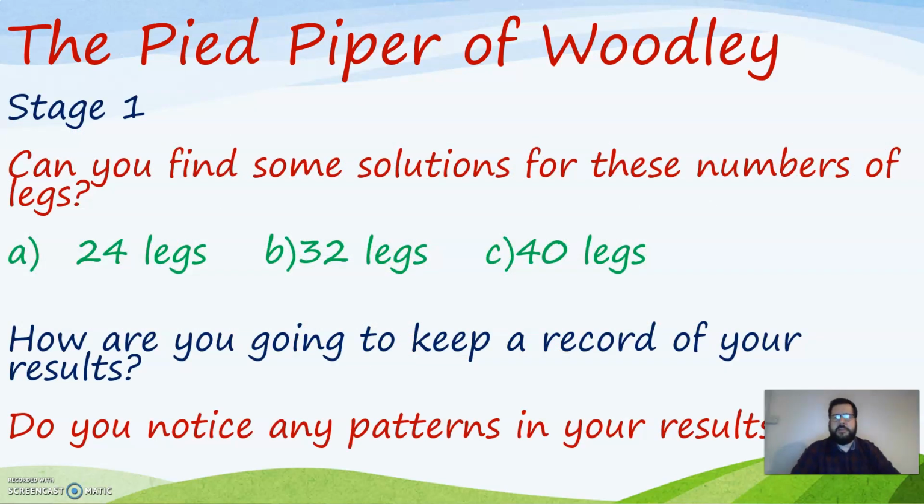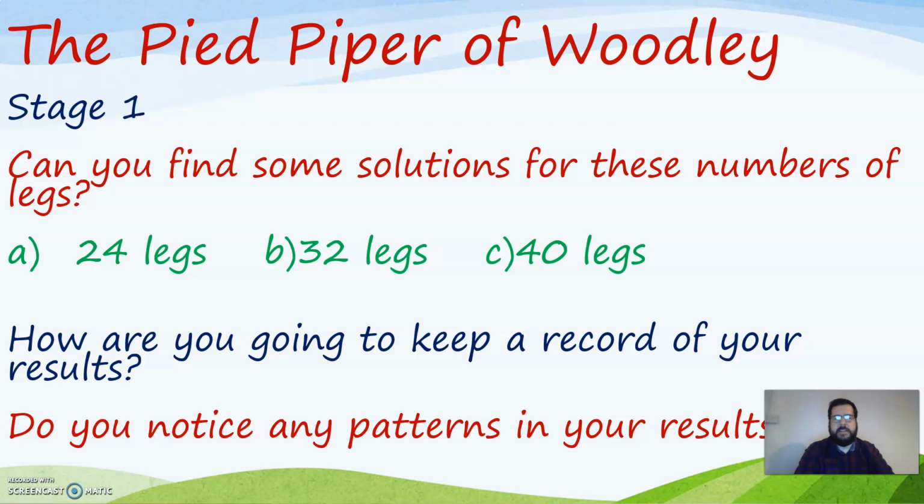So what you're going to do today, there are 2 stages to do. Now you can have a go at stage 1 and then if you get it, go on to stage 2. Otherwise, just have a go at stage 1 and have a play around with that one. So what I need to do is, can you find some solutions like we just did for the numbers of these legs? So A, 24 legs, B, 32 legs, and C, 40 legs. Okay, and obviously there could be quite a few combinations. I found 3 before. That was just playing around quickly. There are lots of different combinations you can do here.